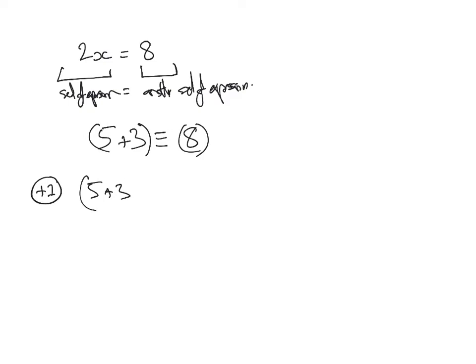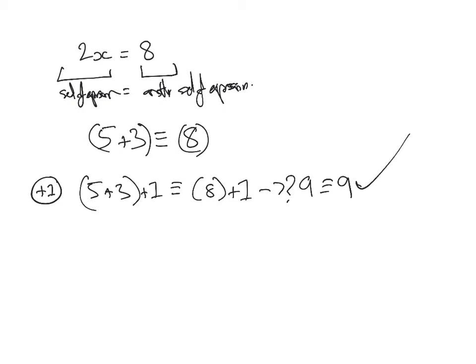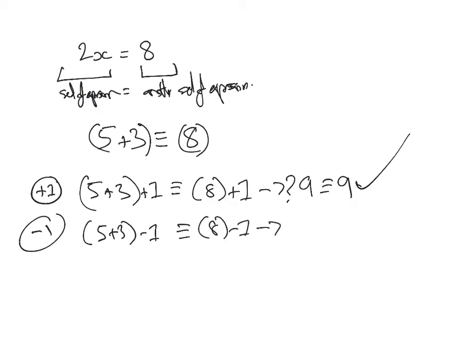Now, to do that, I do this. Okay, is that true? So 5 plus 3 plus 1 is 9. Does 9 always equal 9? Yes, it does. So we know that's true. Similarly, subtract: 5 plus 3, take away 1. 8, take away 1. Is it true that 7 always equals 7? Yes, it is. Okay, so you can see what we've done there.